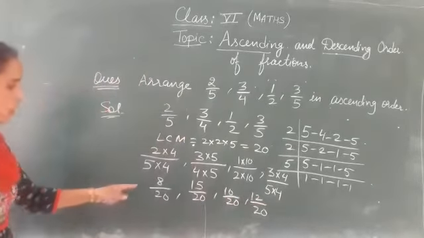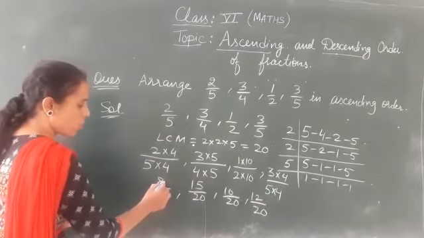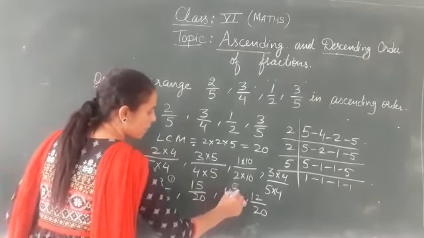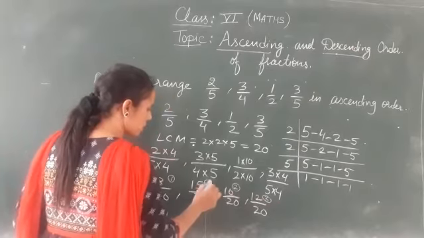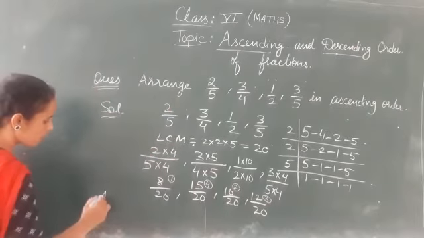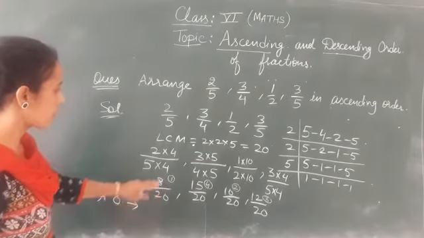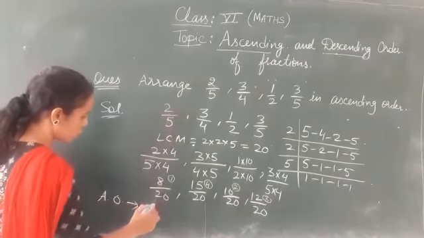After that, you have to mark their ascending order. For ascending order, this is the smallest one, so mark here 1. Then number 2 will be this, 3rd number is this, and 4th is this. So what is the ascending order? Ascending order will be, first number is for the first fraction. So first you will write from the question 2 by 5.